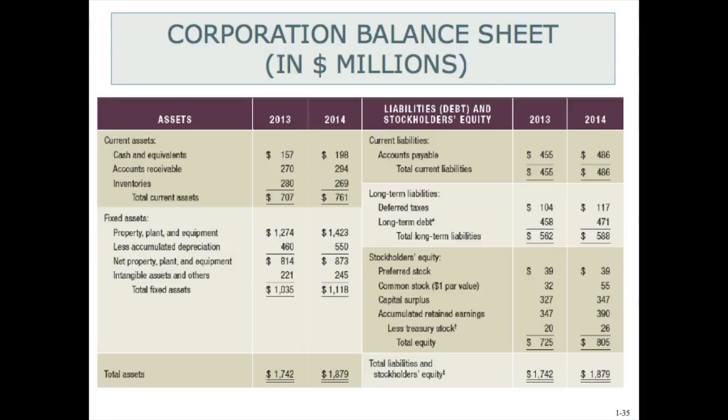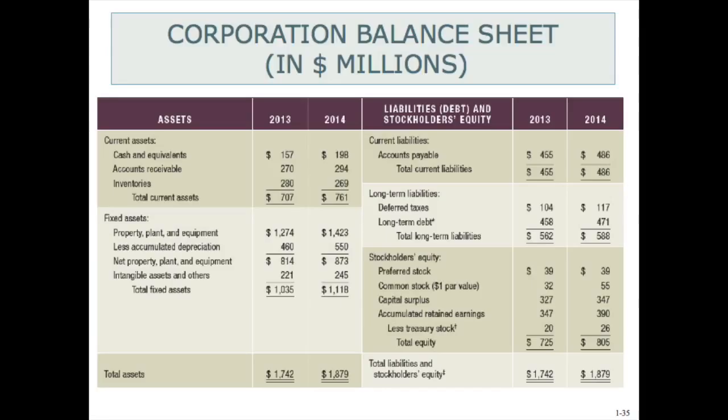And shareholders' equity. In this case, they've shown preferred stock. That's not always the case. We have common stock, and then capital surplus is how much money we've got left over. And then we have accumulated retained earnings and treasury stock, if we've left some stock in the treasury. And then we have total equity.